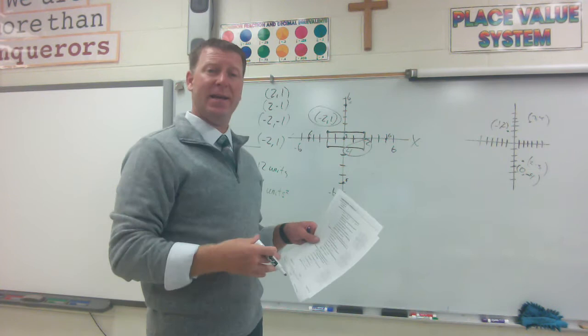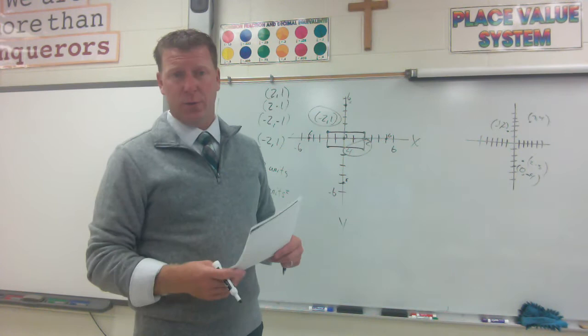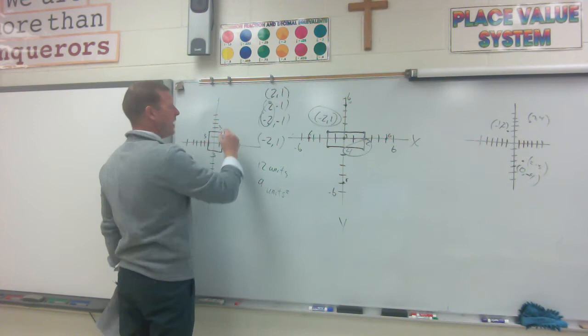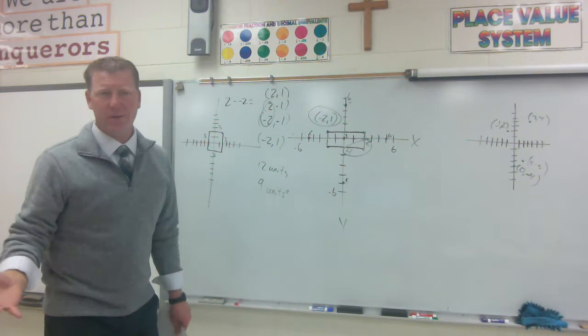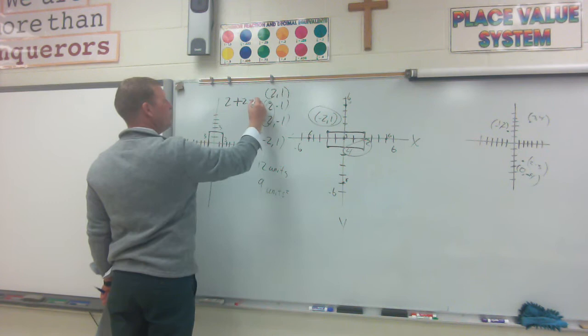Okay, there's a way to do this with math, guys, and it looks like this. I take the two x's that are different, and I subtract them. So 2 minus negative 2 equals what? Now, the hard thing with this, guys, is you haven't learned this yet, but 2 negatives make a positive. So that is actually 2 plus 2 is 4.